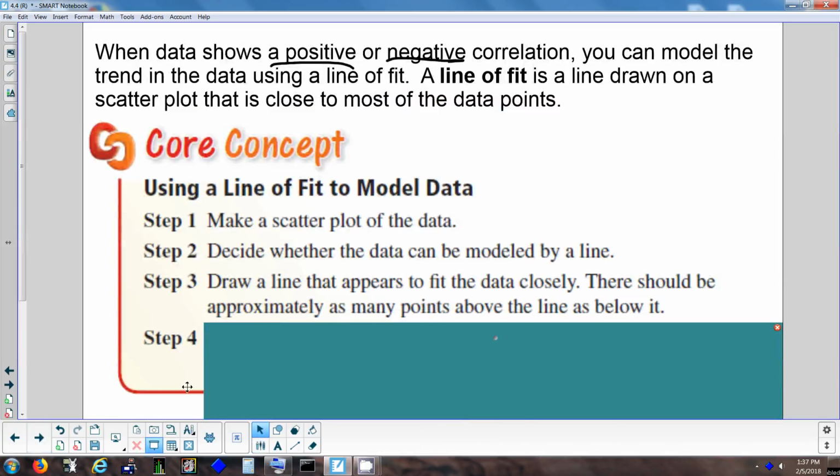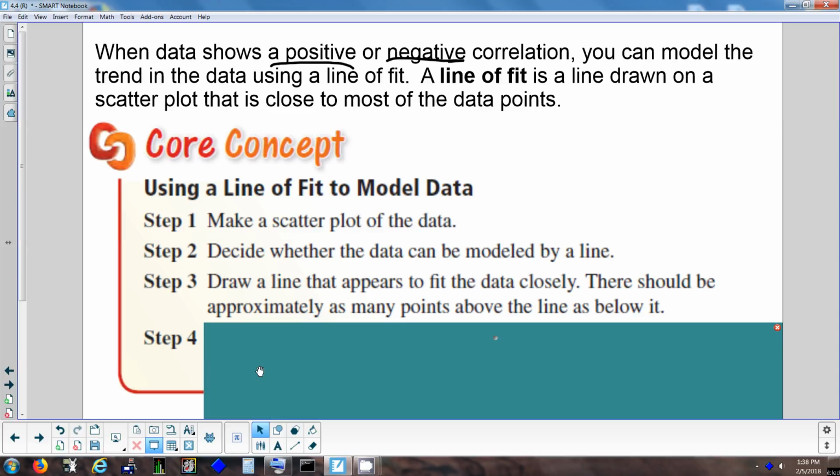Step 3, like Mr. Hager's already done a couple times: you want to draw a line that appears to fit the data closely. Again, remember with this stuff, it's an estimate. It's not going to be exact. Like, okay, I have 5 dots below it, that means I have to have 5 dots above it. It's not always going to work that way. You might have 3 below the line and 4 or 5 above. That's okay, as long as it's relatively equal. If you have 10 dots below the line and 2 above, that's not a really good line of fit. You probably didn't draw it in the right space.